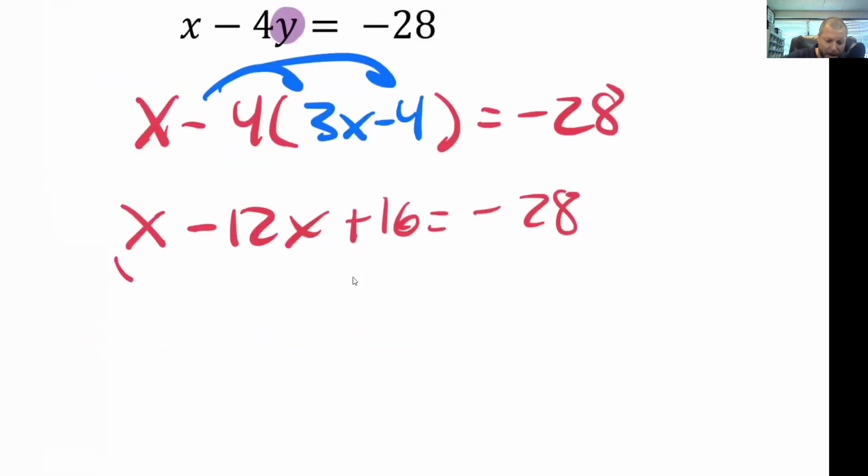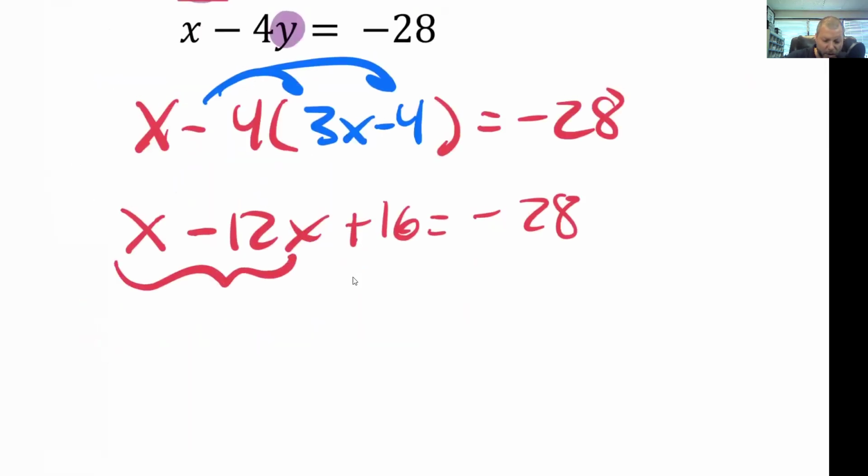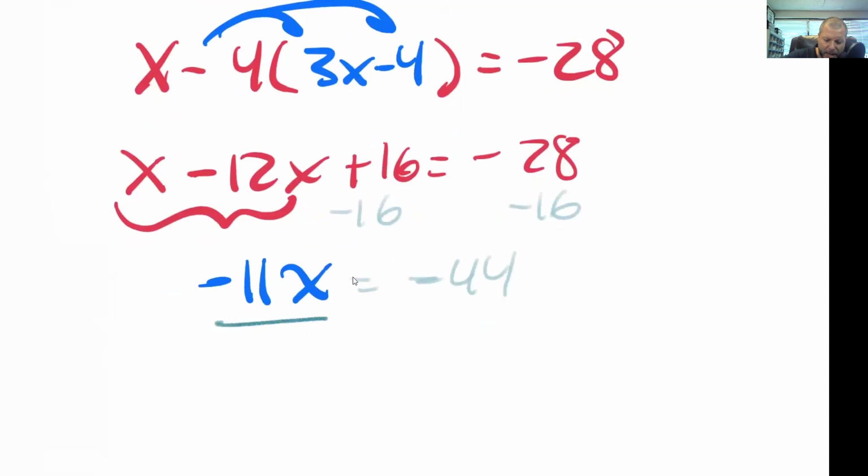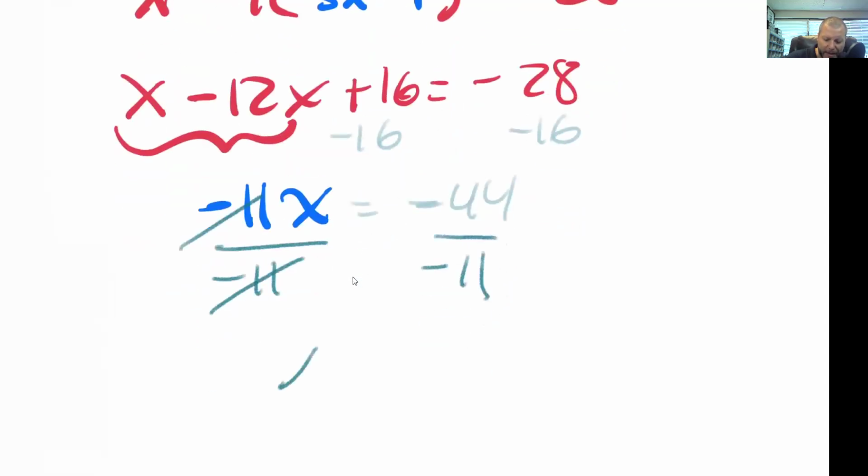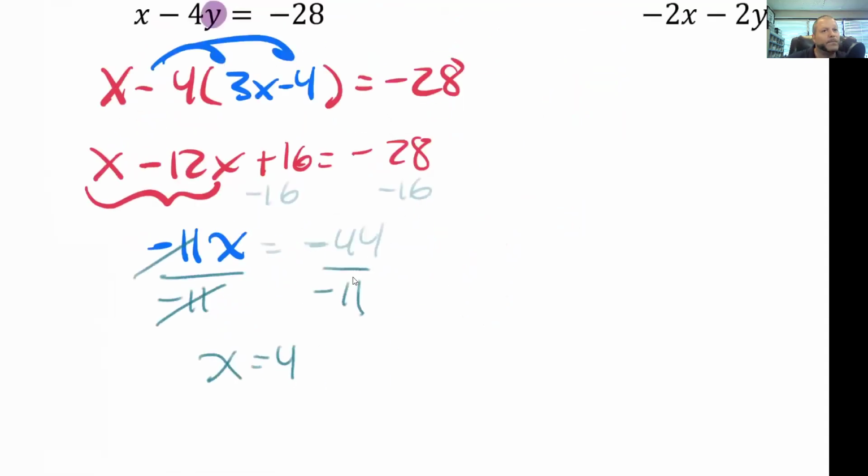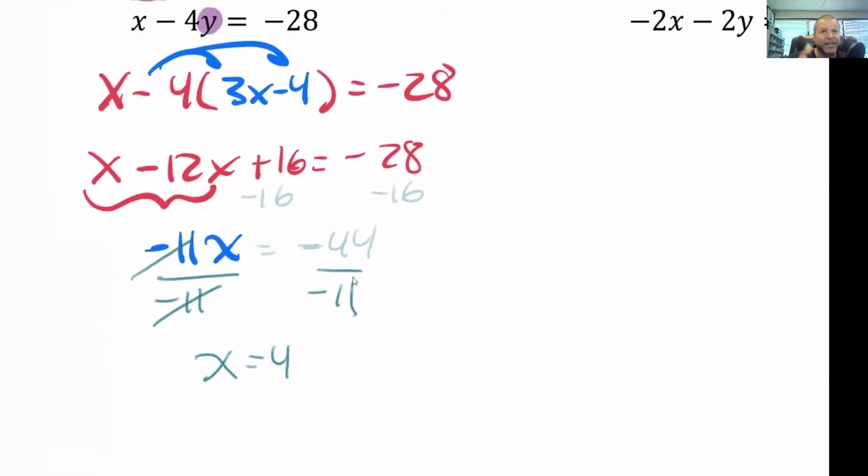So then I can combine like terms. X minus 12x is negative 11x. I can subtract 16 from both sides. So I'm going to get negative 44. And then dividing both sides by negative 11. Cancel, cancel. We're left with x equals 4. So what we just found is the x coordinate of our solution is equal to 4.